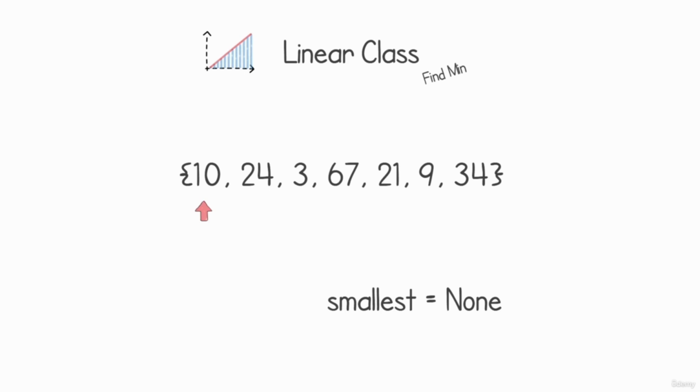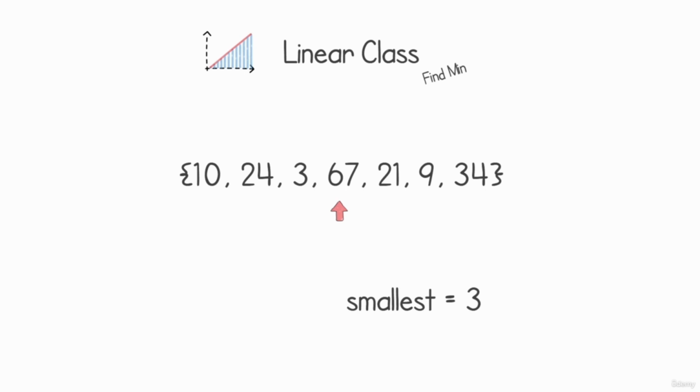So we start with 10, and because the smallest variable is none, we update the smallest variable with 10. Then we move on to 24, the next item. 24 is greater than 10, so we move on to the next. 3 is now smaller than the smallest variable, which has a value of 10, so we update the smallest variable to 3. And we go on like this.